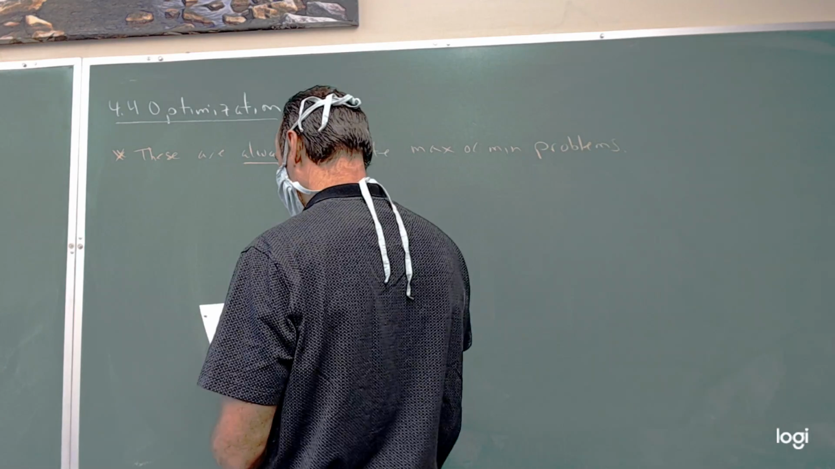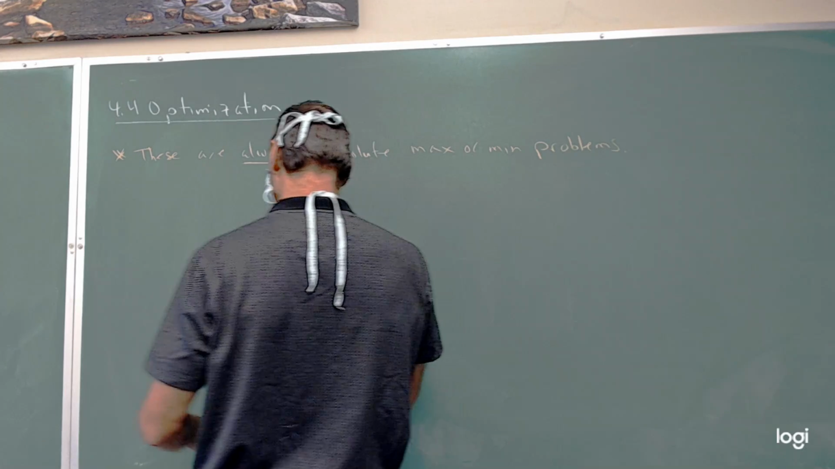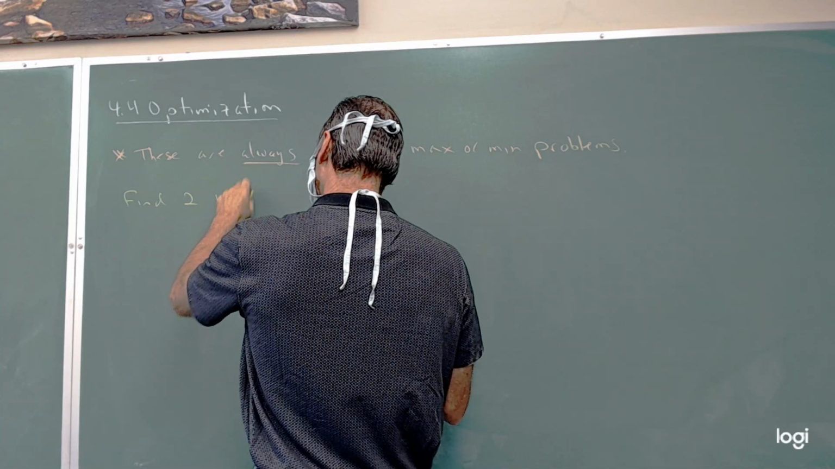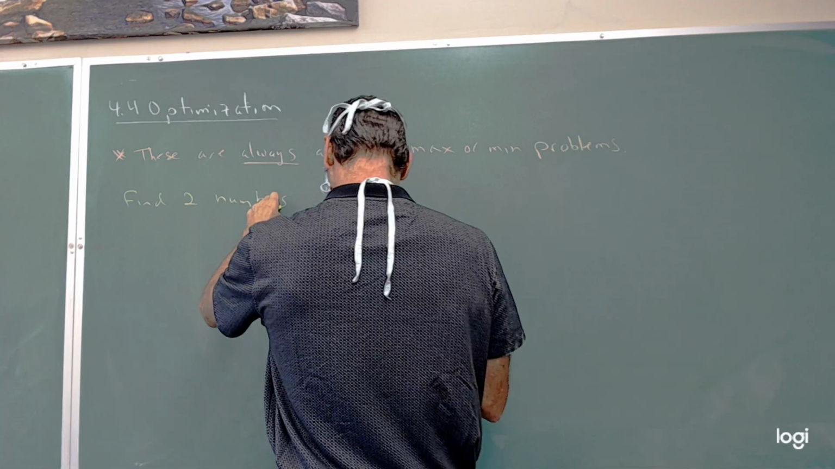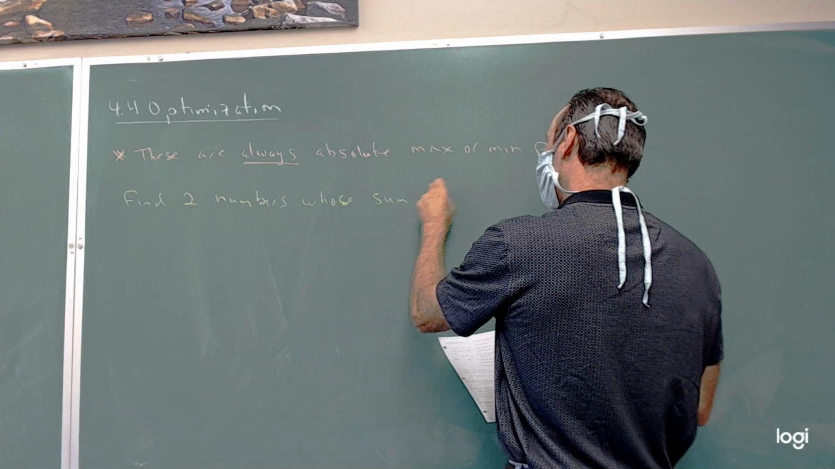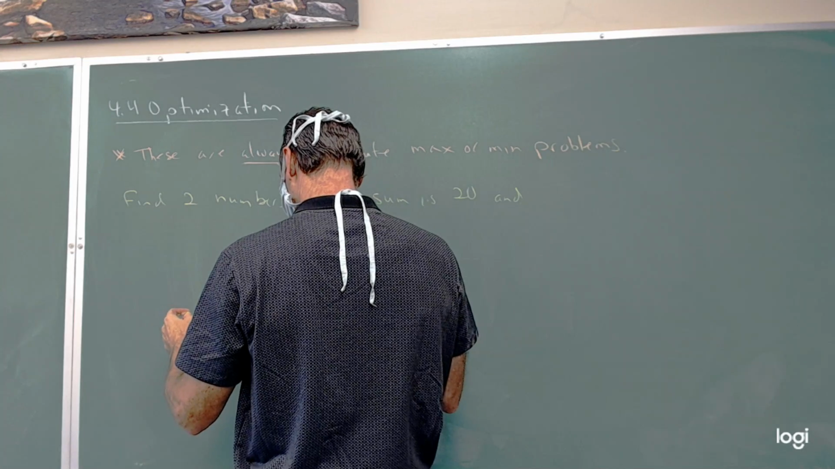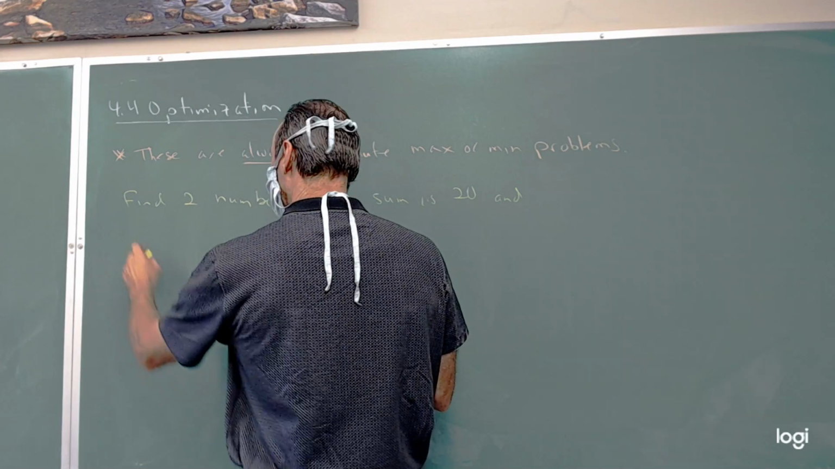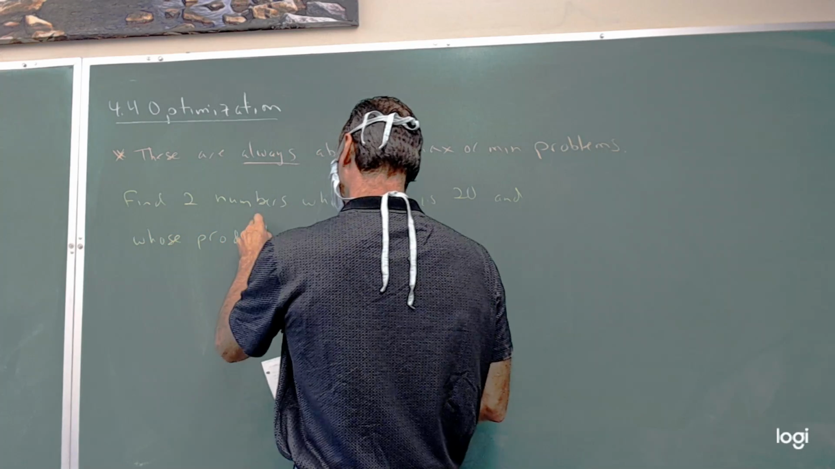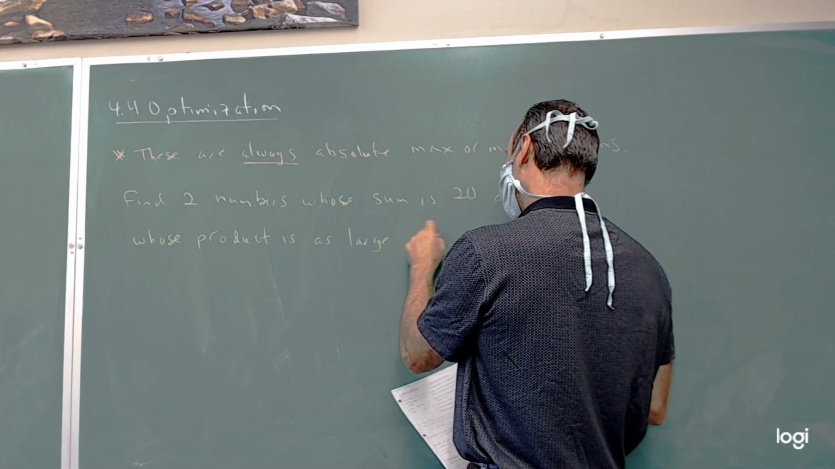So let's start with maybe a not terribly difficult one, I hope. Find two numbers whose sum is 20 and whose product is as large as possible.